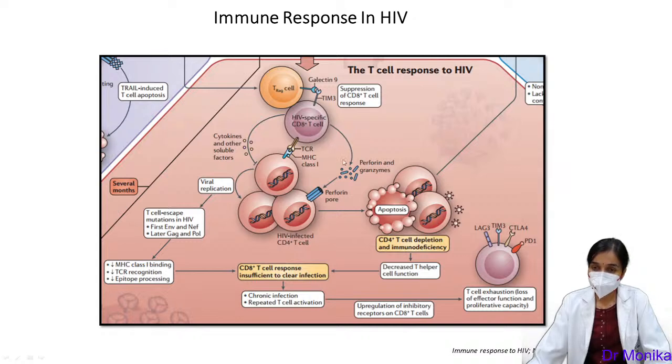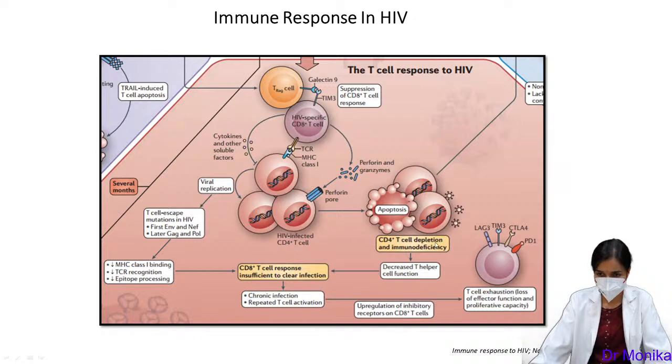So the main effect of HIV we already know is causing the dysfunction of the CD4 T cells, leading to depletion as well as the exhaustion of the CD4 T cells. Here in this picture, we can see that the viral replication causes a decrease in the MHC class 1 binding and decrease in the T cell receptor recognition and decreased apoptotic processing, leading to insufficient CD8 T cell response, which will lead to chronic infection and repeated T cell activation, which will finally lead to T cell exhaustion due to the continuous antigen presentation. And in case of CD4 T cells, it causes the apoptosis of these cells, leading to immunodeficiency and decrease in the T cell functions.